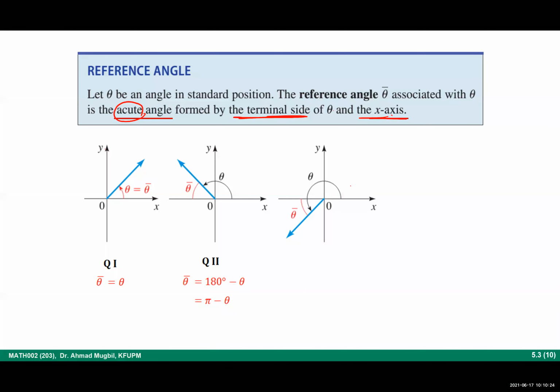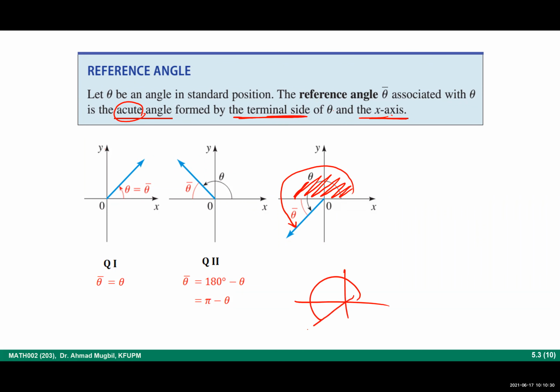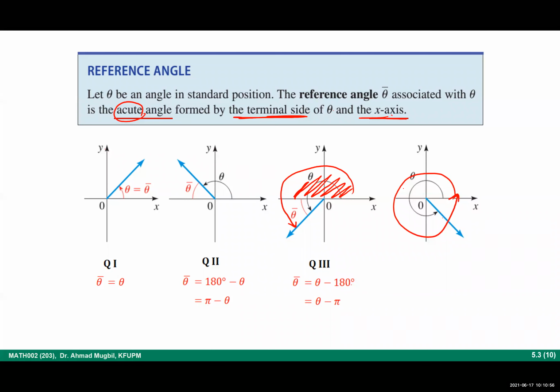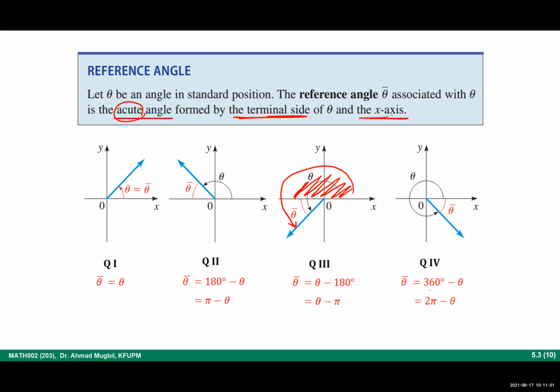Now, how to find theta bar, ya Shabab? How to find the value of this? We will remove this part from this theta. From here to here, we have theta. We will take this part, which is 180, to have theta bar. So in the third quadrant, theta bar is theta minus 180 degrees. In radians, theta minus pi. Similarly, in the fourth quadrant, it will be all of this, subtract theta from it. So it will be 2 pi minus theta, 360 degrees minus theta.